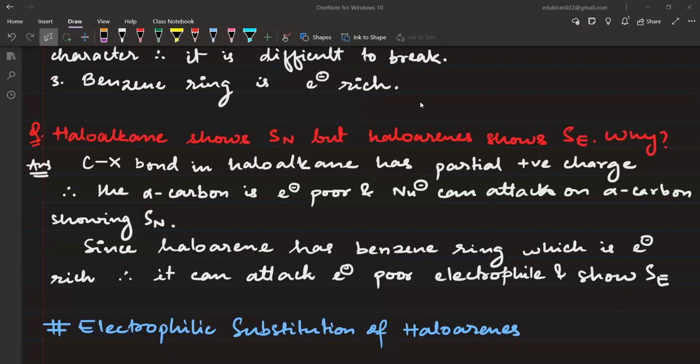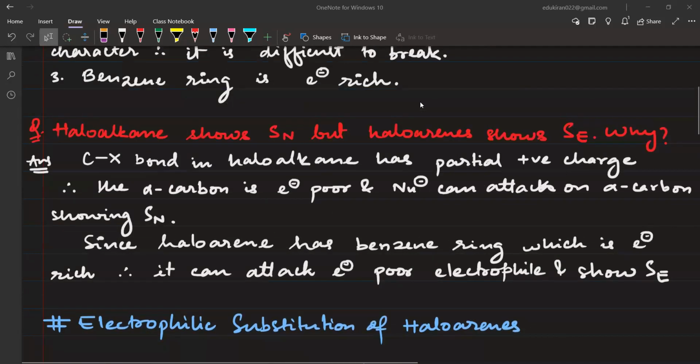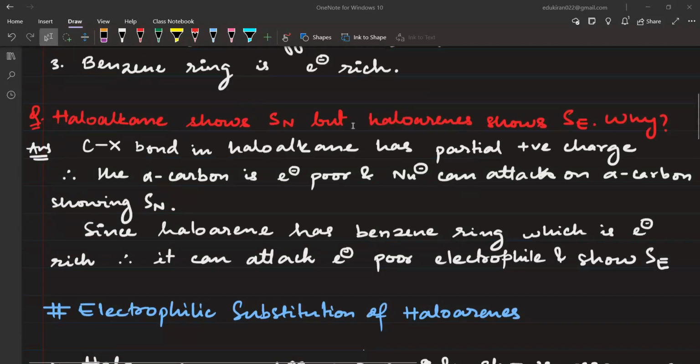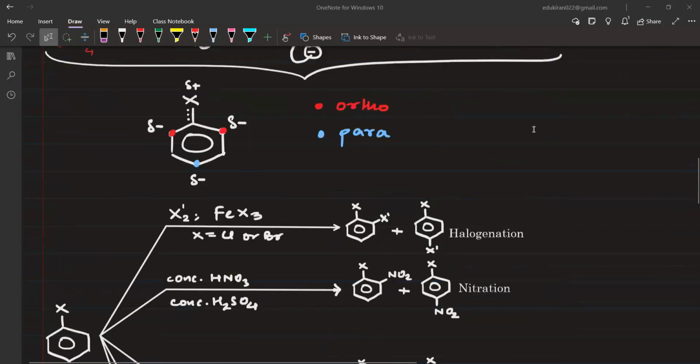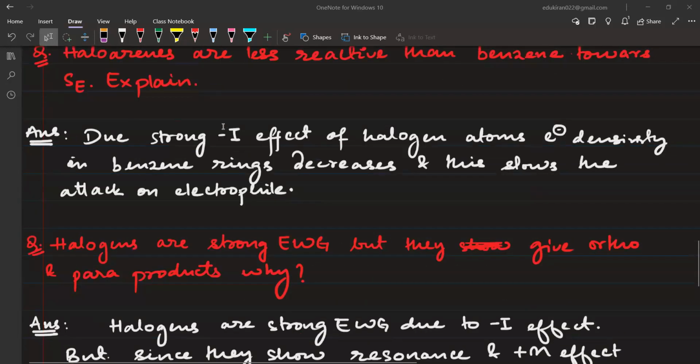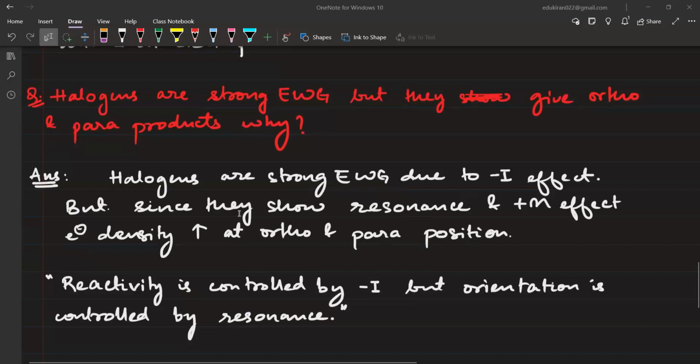That is why I have not written remarks, but I have written questions and answers, because I saw many students get confused. When I write remarks, they ask me, sir, haloalkanes show SN but this is an NCERT question, I could not find the answer. Sometimes for haloalkanes show SN but haloarenes show SE, they write: due to strong minus I effect of halogen atom, electron density in benzene... This is not the correct answer. Or they will write this other answer. So this may get confusing. That is why please write these questions and answers separately, and understand each and every question and answer.